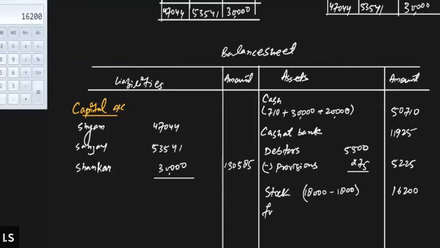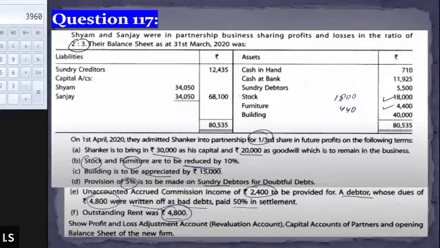And the value of the furniture is also reduced by 10%. The furniture was earlier at 4,400, and we need to subtract 10% out of it. That means 440 out of it. So 4,400 minus 440 will be 3,960. Got it, everyone? Is this clear, yes or no?